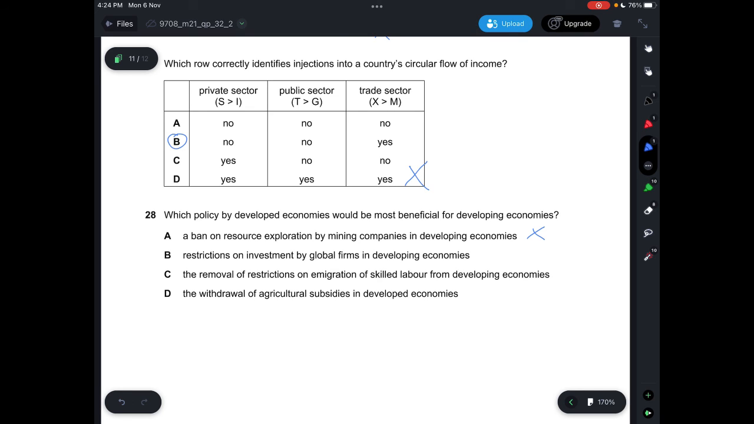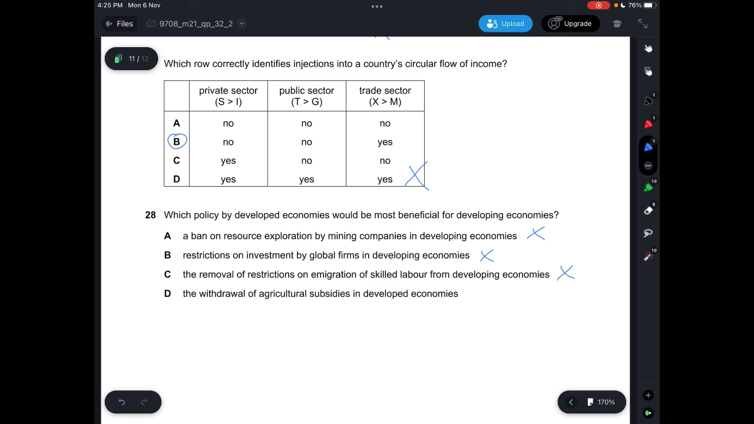B says restrictions on investment by global firms in developing economies. This one is incorrect. If you decrease investments, it will result in fewer factories being developed, fewer items being imported into the country to actually build up the country's industrial zones. So this is not the answer. And C says the removal of restrictions on immigration of skilled labor. If you remove restrictions on immigration of skilled labor, this will result in locals not having jobs, and as a company not actually training the workers locally, it will result in higher unemployment. So C is also not the answer.